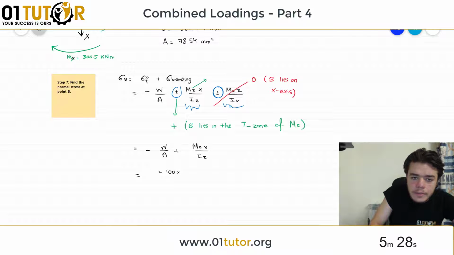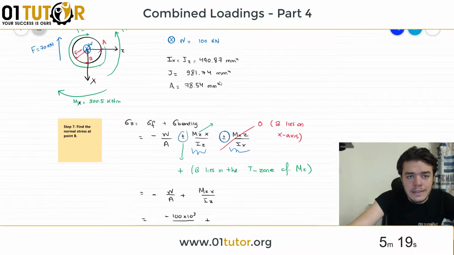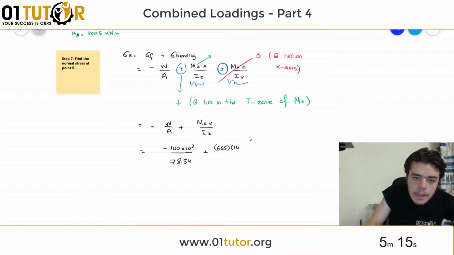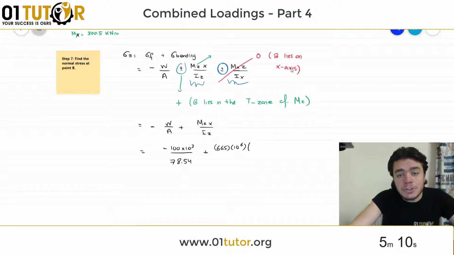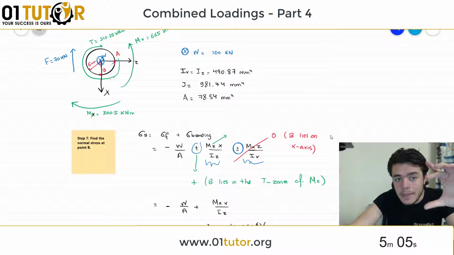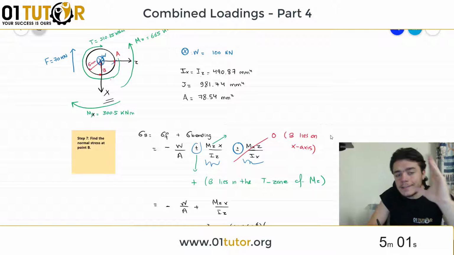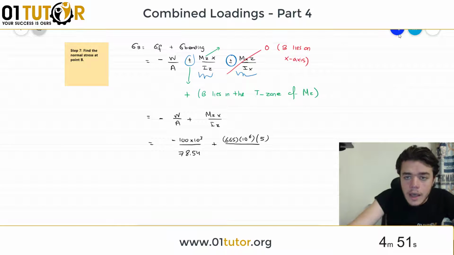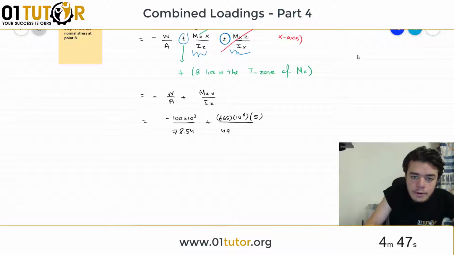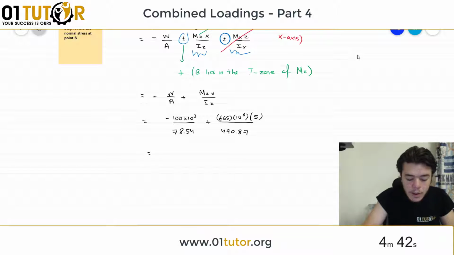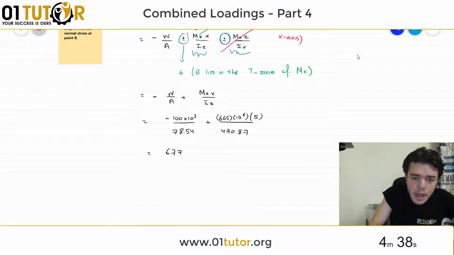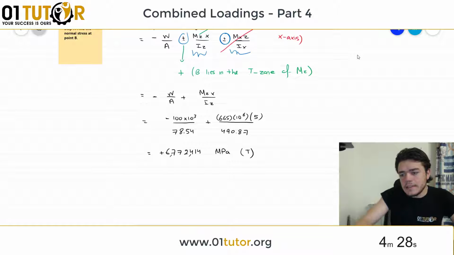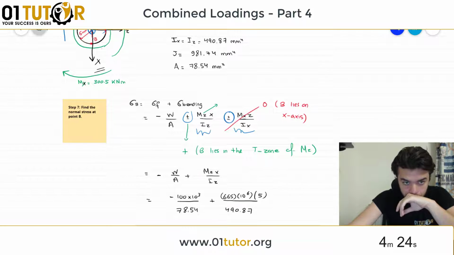Now P is minus 100 times 10 to the power 3 to change it to newtons. The area is 78.54, plus Mz is given to be 665 kilonewton meter, so 665 multiplied by 10 to the power 6 to change it to newton millimeter, multiplied by x. What's x? In this case, notice that the x-axis is the vertical axis, so x is the vertical distance between point B and the horizontal centroidal axis, which is z, so it's going to be 5 millimeters, times 5 over Iz, which is 490.87. The result is 6772414 megapascal. So it turned out to be positive. This means that it's acting in tension. The normal stress at point B is in tension.